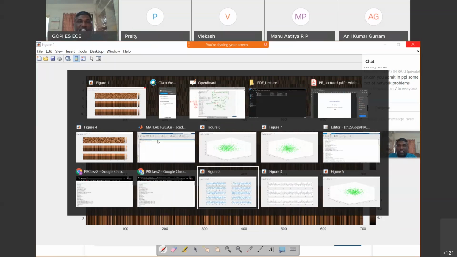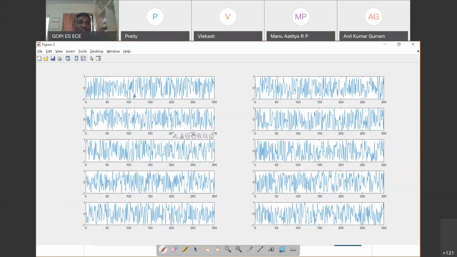So this is another way we can show the data. Now you can see this is the plot. What you see here is a plot. They are all the input data, 10 inputs. But they are all the testing data, because I have 300 here.